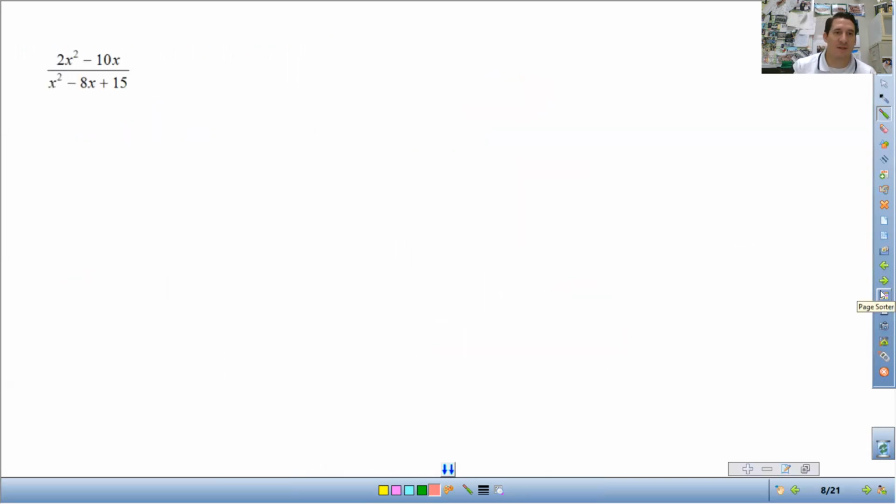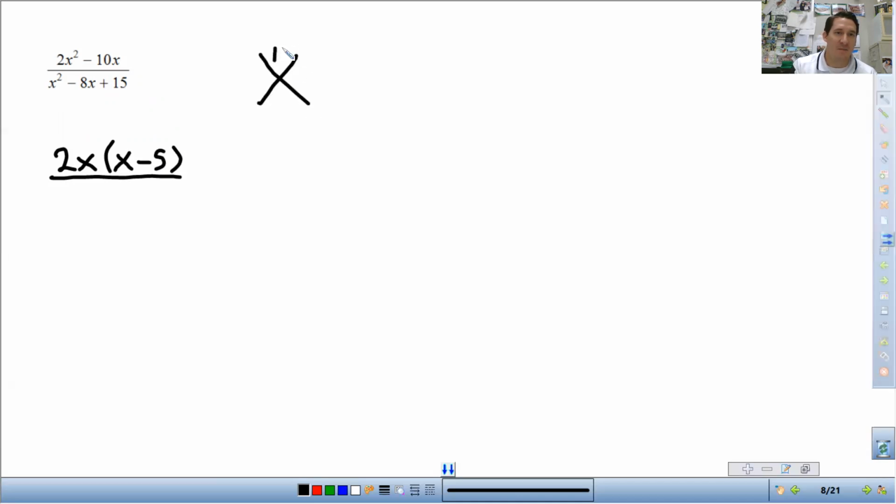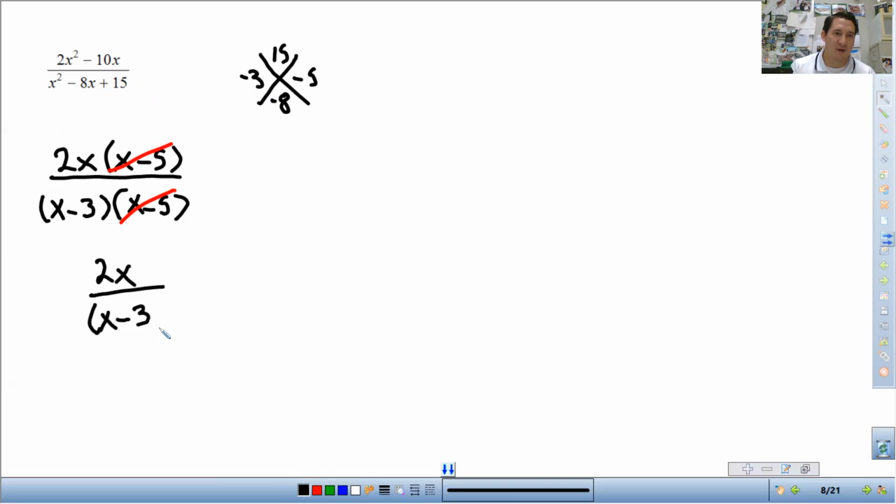All right, so let's do another example. Factor the top. So I can take out a 2x on top, and I'm left with an x minus 5. I need an x factor for the bottom, 15, negative 8. Factors of 15 that add to negative 8 are negative 3 and negative 5. So x minus 3 times x minus 5. And look at that, I have x minus 5s that cancel out. So this simplifies to 2x over x minus 3.